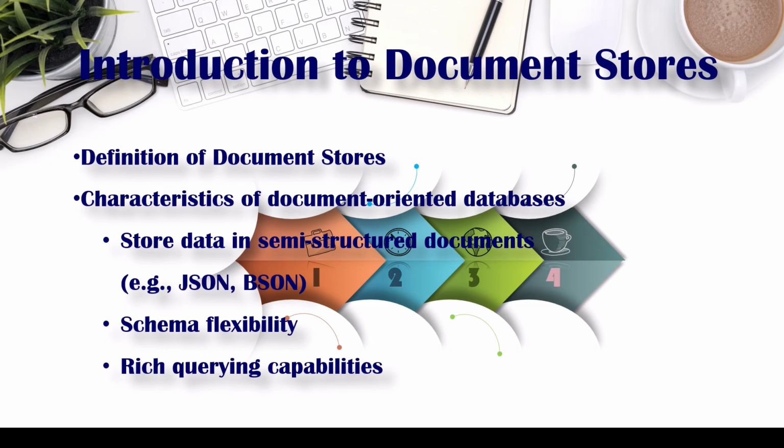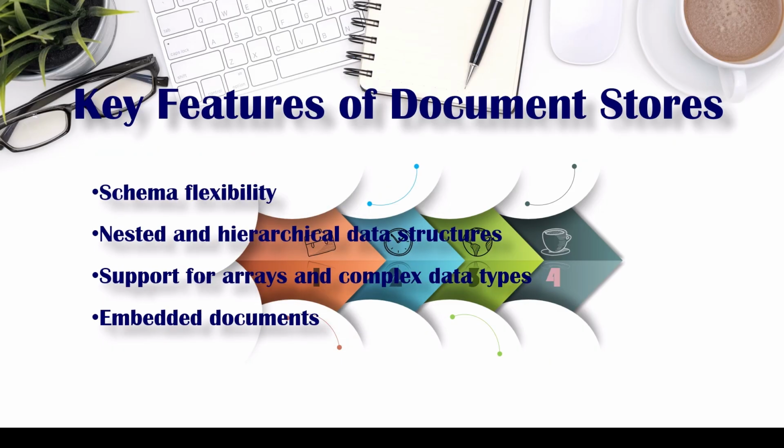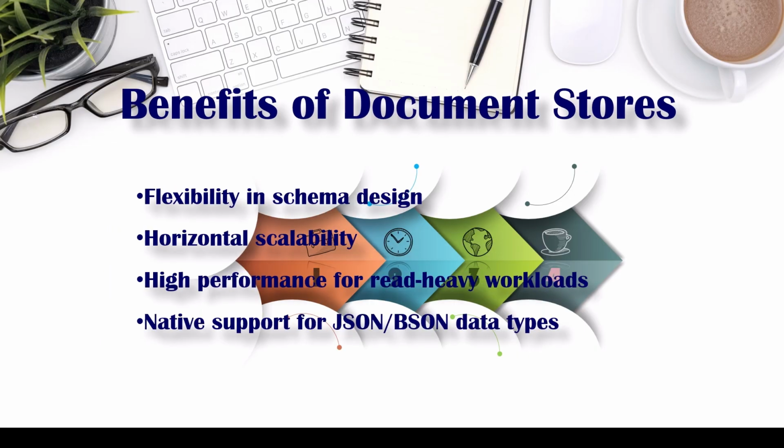Characteristics of document-oriented databases. Store data in semi-structured documents, e.g., JSON, BSON. Schema flexibility. Rich querying capabilities. Overview of MongoDB document structure and MongoDB features. Horizontal scalability, replication and high availability. Rich query language, MongoDB query language. Schema flexibility, nested and hierarchical data structures. Support for arrays and complex data types. Embedded documents. Flexibility in schema design.